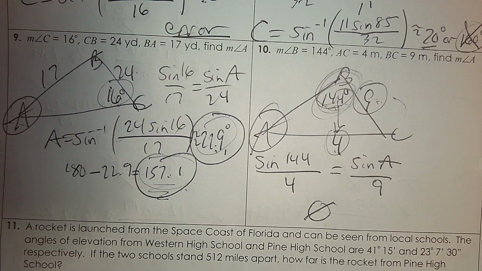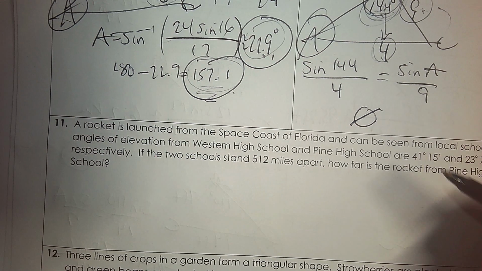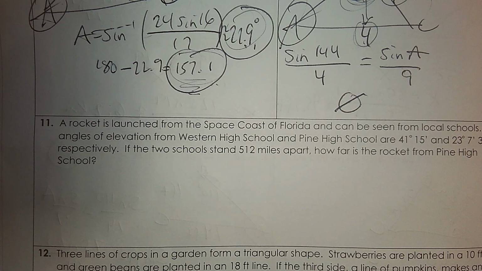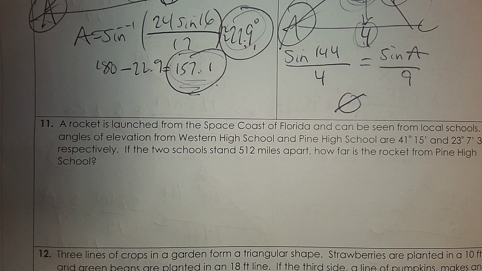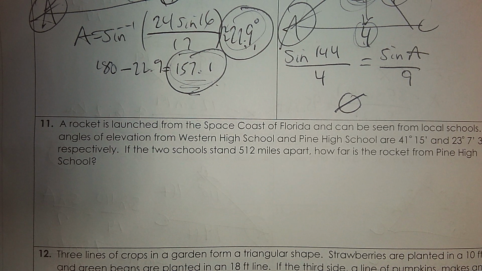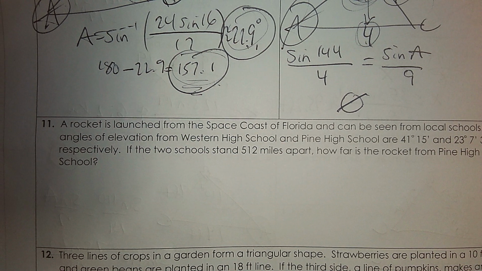All right, two stories. A rocket is launched from Space Coast, Florida, and can be seen from local schools. The angles of elevation from Western High School and Pine High School are 41 degrees and 15 minutes and 23 degrees and 7 minutes and 30 seconds, respectively. If the two schools stand 512 miles apart, how far is the rocket from Pine Hill High School?